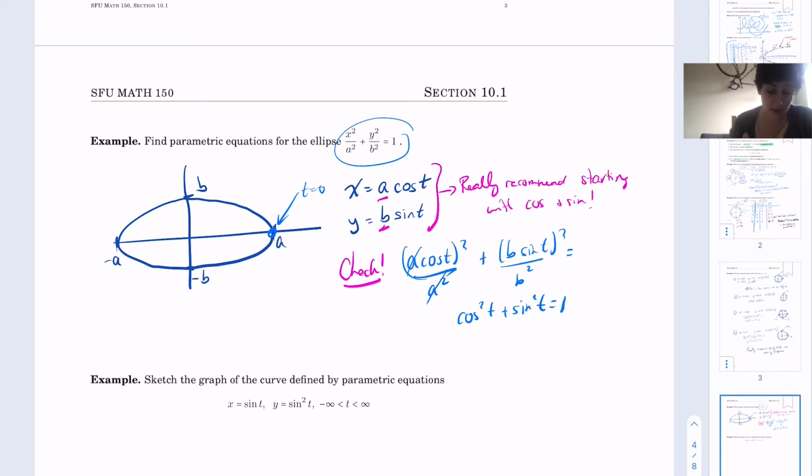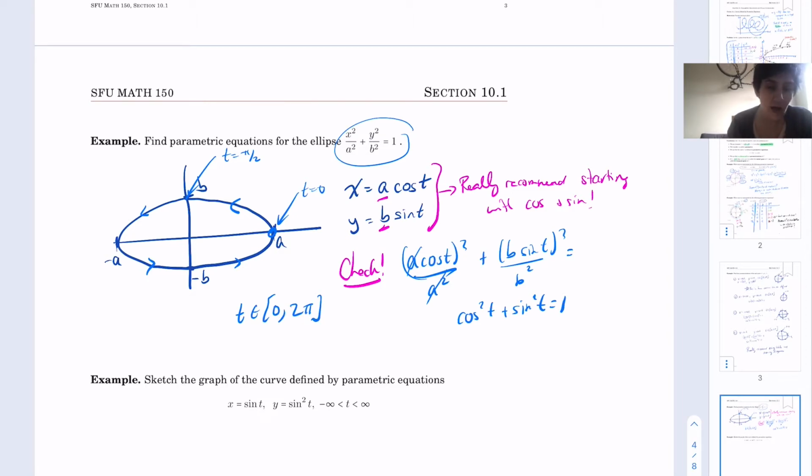When t is equal to pi over 2, we get ourselves here. Okay? Cosine of pi over 2 is 0. Sine of pi over 2 is 1. 1 times b is b. And we rotate around once. Okay? And so our direction is counterclockwise, and we are doing 1 revolution. Okay? So t is going to go from 0 to 2 pi.